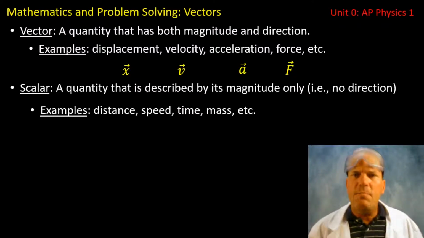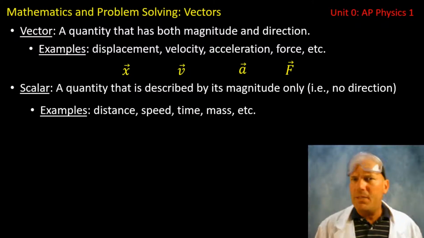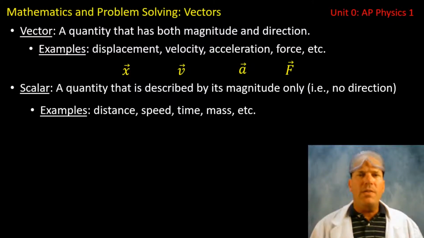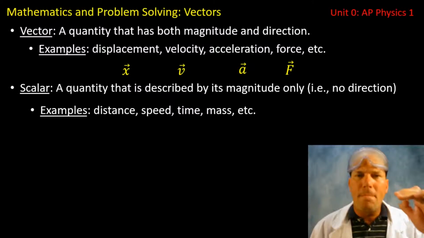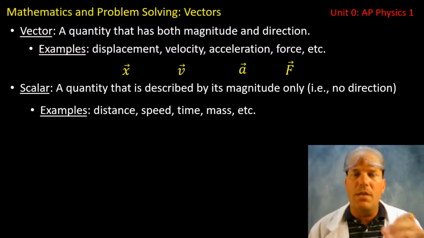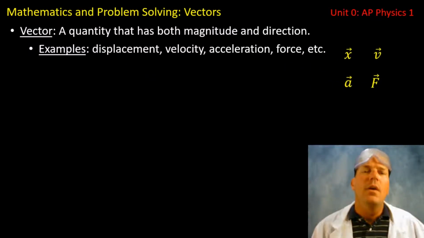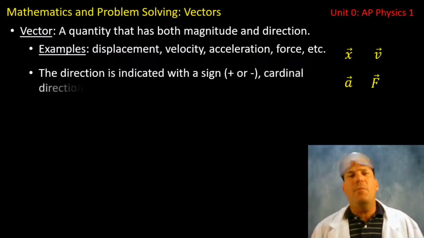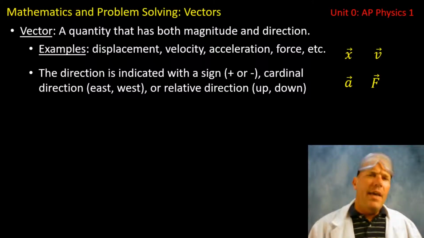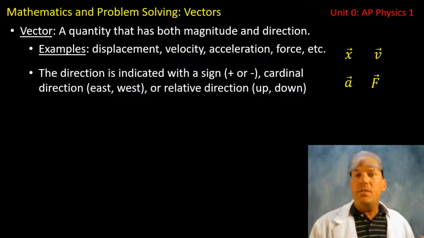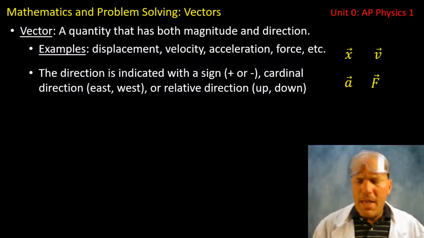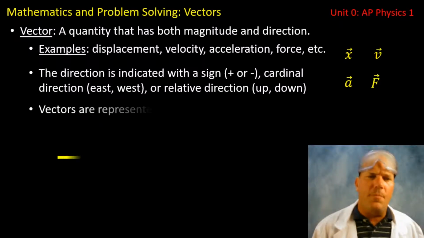So I'm going 60 miles per hour, that's my speed, or I'm going 60 miles per hour south. Notice that includes both the magnitude, 60 miles per hour, and the direction, south. So, the direction is indicated with a sign, positive or negative, or a cardinal direction, as I just gave in my example of east, west, or in my case, south, or a relative direction, up and down. And I'm going to explain these to you now.